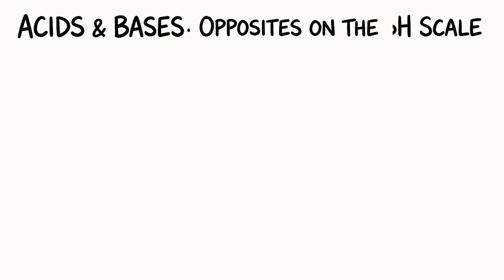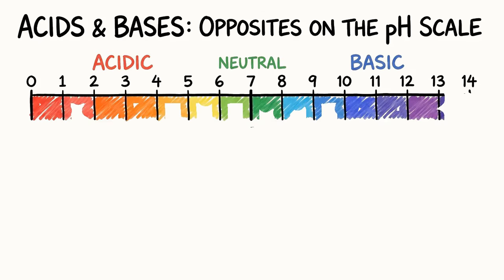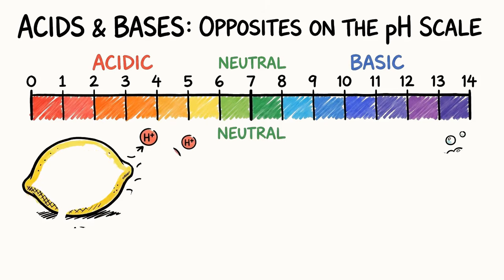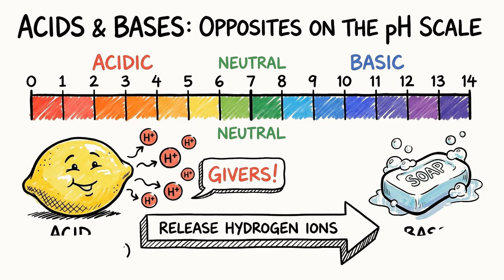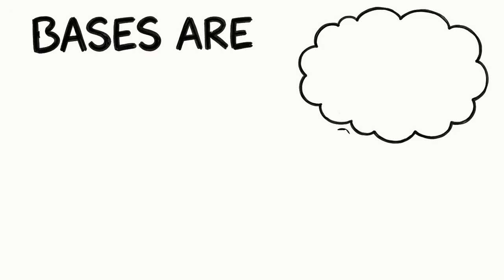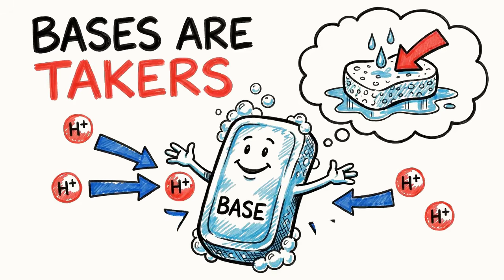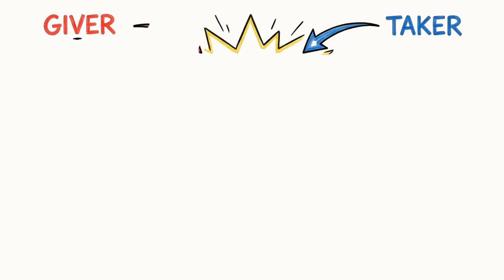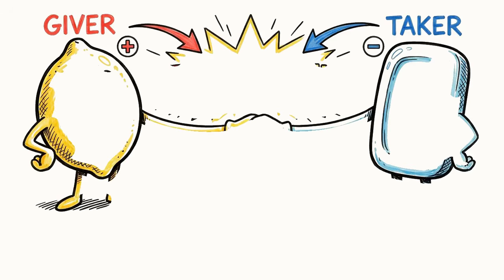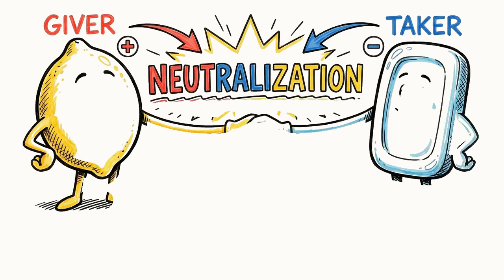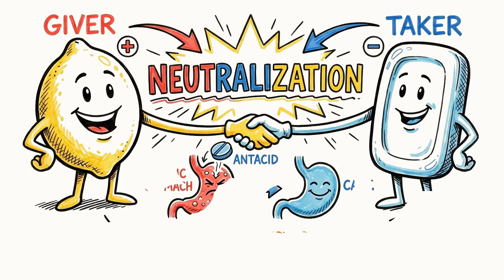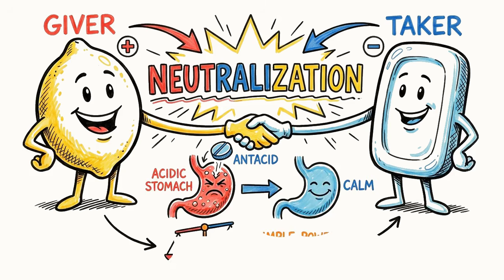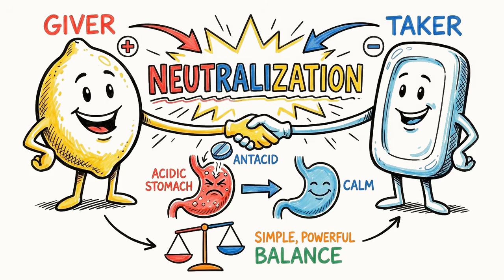Let's talk about a fundamental pair of opposites, acids and bases. They exist on the pH scale. Acids, like lemon juice, release hydrogen ions. They're givers. Bases, like soap, soak those ions up. They're takers. And when a giver meets a taker, they cancel each other out in a process called neutralization. It's why an antacid tablet, a base, can calm an acidic stomach. It's a simple, powerful balance.